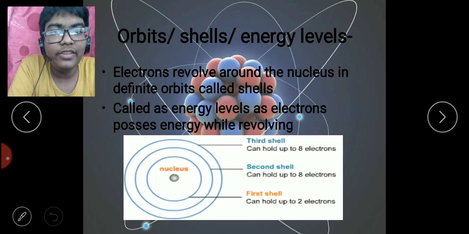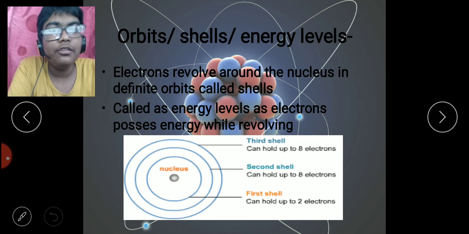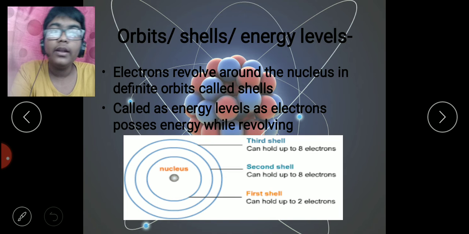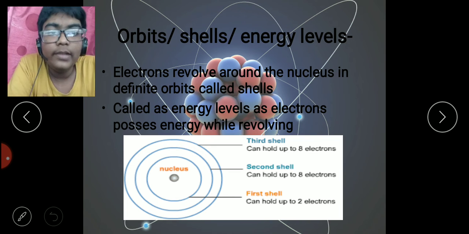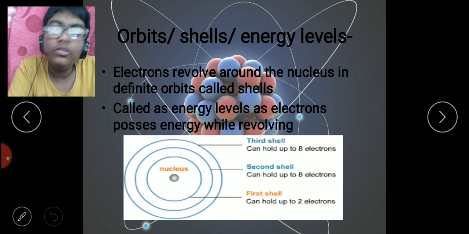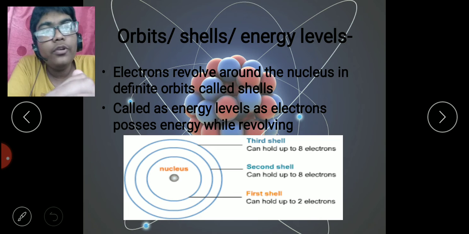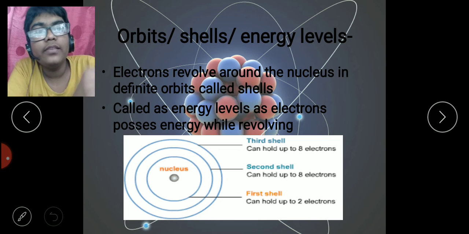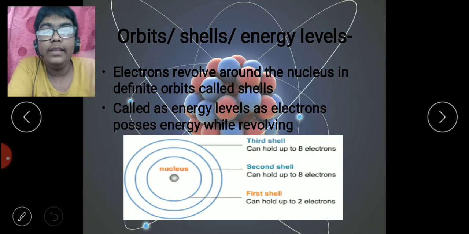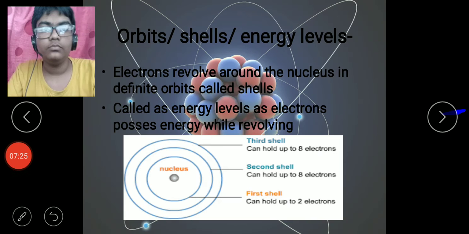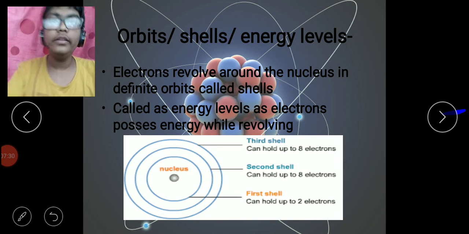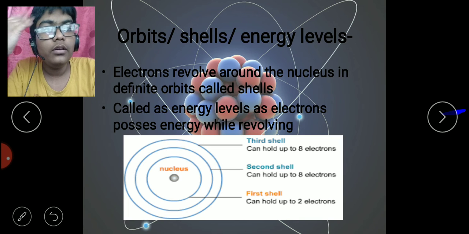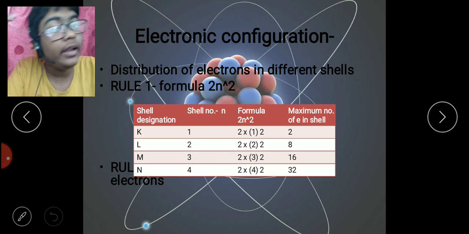Orbits, shells and energy levels. What are these orbits, shells and energy levels? The electrons revolve around the nucleus, as we saw, in definite orbits. These are called the shells. They are not present inside the nucleus; they revolve around it. These are also called the energy levels because the electrons while revolving possess some energy. Okay, so we learnt about the orbits. Why is it so that these electrons actually, wait, let's go ahead, then I'll tell you.